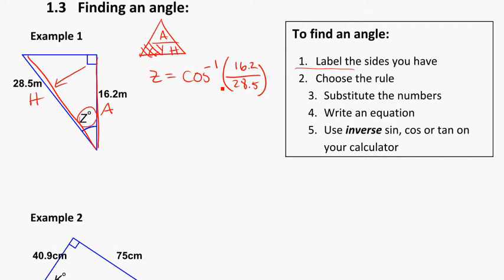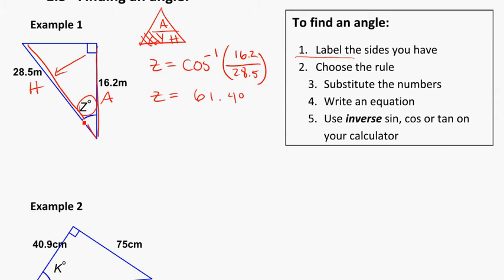So if I plug this into the calculator, I will get Z is equal to, in this case, 61.4 degrees. So again, I have to use the inverse cosine function. You'll find that using the shift button on your calculator, and that tells me what the angle is. So Z is 61.4 degrees.